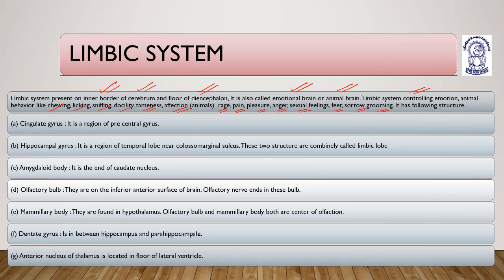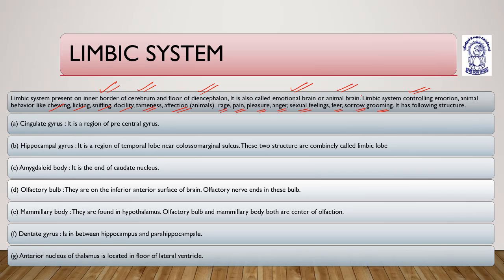Limbic system is present on the inner border of cerebrum and floor of diencephalon. It is basically known as emotional brain as it controls the emotions of the body like chewing, licking, sniffing, docility, tameness, affection, rage, pain, anger, pleasure, sexual feelings, fear, sorrow, grooming.